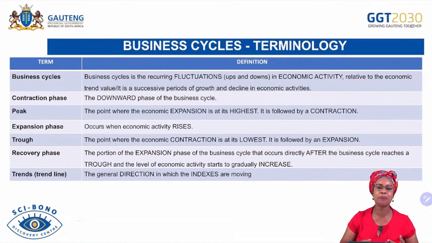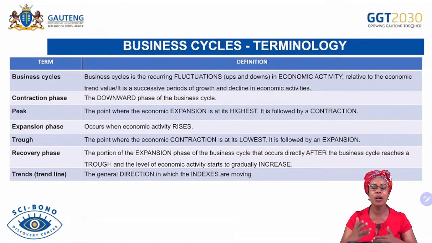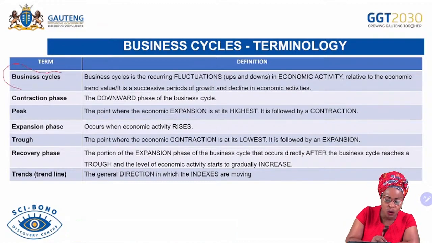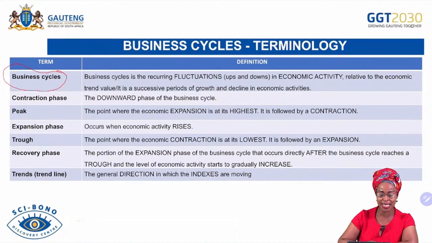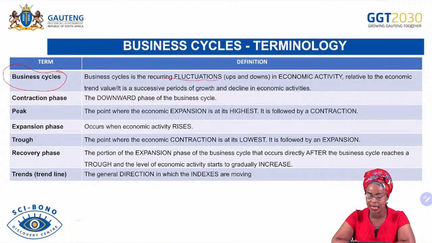There are concepts that you need to know for you to understand what you're going to learn today. But I'm not going to go through all these concepts, because as you'll be learning, I will also be explaining the meaning of these concepts. But it is important for us to look at the word business cycle. What is a business cycle? You can describe it as the recurring fluctuations in the economic activity relative to the economic trend or value.